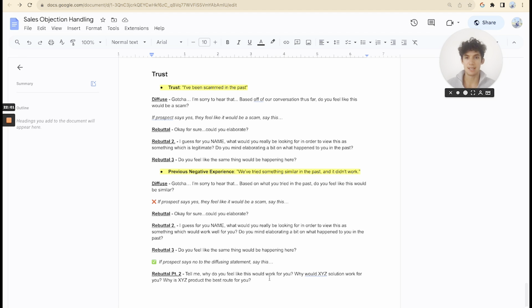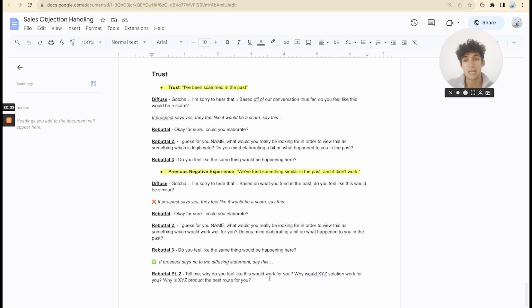But in this case, let's say that the prospect does say that they feel like this would be a scam, right? You talk to them, you show them testimonials, they're like, yeah, this still seems like a scam. Well, in this case, I'll say, gotcha, for sure. Could you elaborate on that? I guess for you, John, what would you really be looking for in order to view this as something that is legitimate? Do you mind elaborating a bit on what happened to you in the past? Do you feel like the same thing would be happening here?